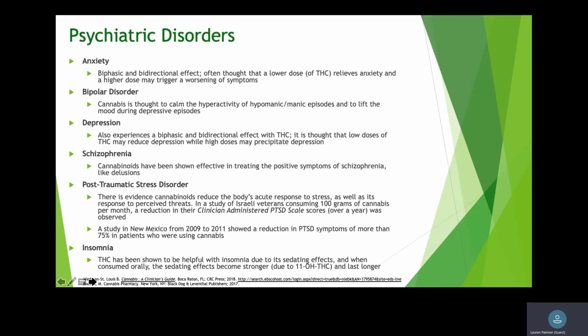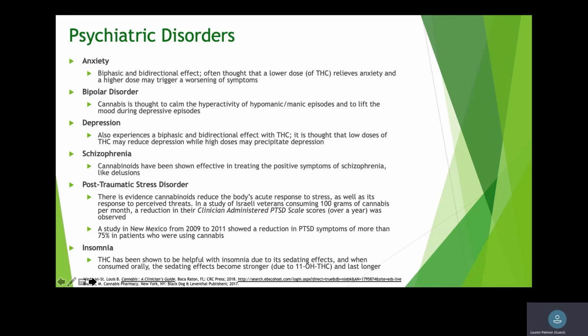Depression is another condition where we see a biphasic and bidirectional effect, where the depression may be alleviated or where it can become worse. It's thought that the dose of THC is what can cause this effect. So a lower dose may reduce depression while a high dose may precipitate depression. Schizophrenia is one that typically we do want to refer a patient, but cannabinoids have been shown to be effective in treating the positive symptoms of schizophrenia, like delusions.